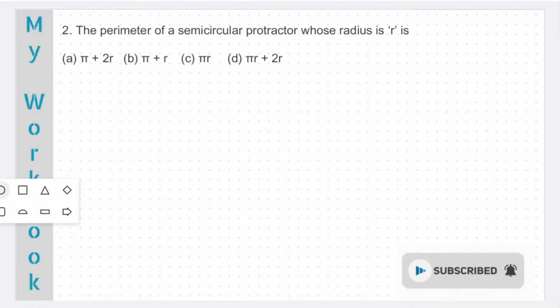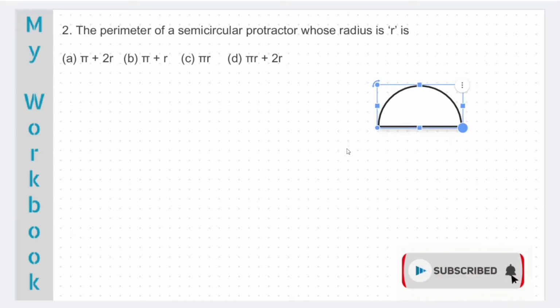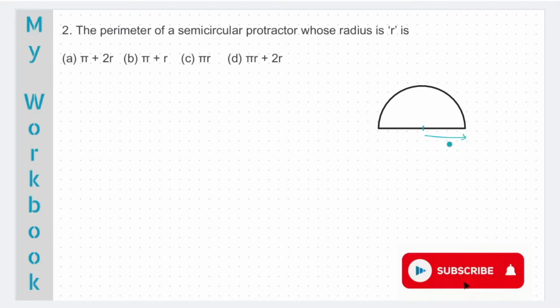So let's have a rough diagram to understand it better. We have a semicircular protractor with radius r. So if you see, there are two portions. One is the semicircular arc and then one straight line which is the diameter. So what will be the total perimeter? It will be this arc's length plus the diameter.